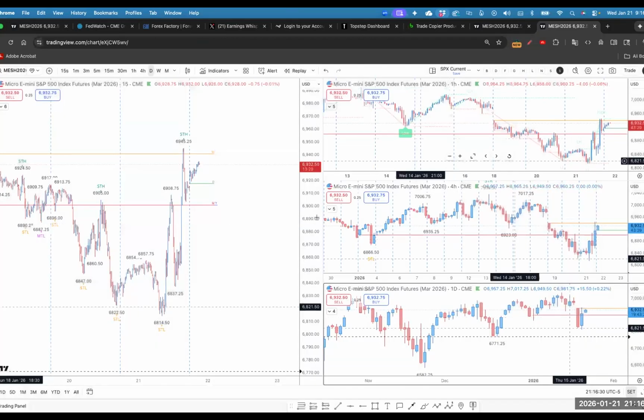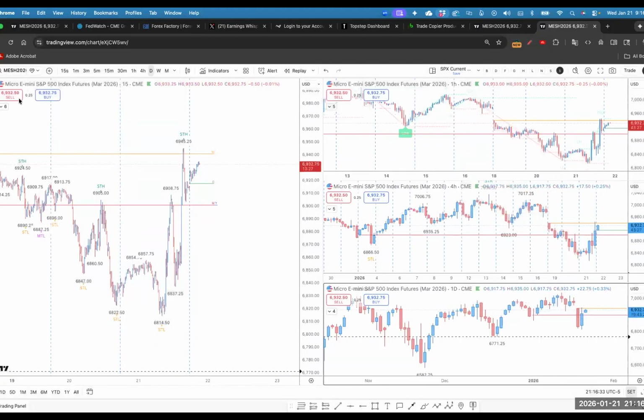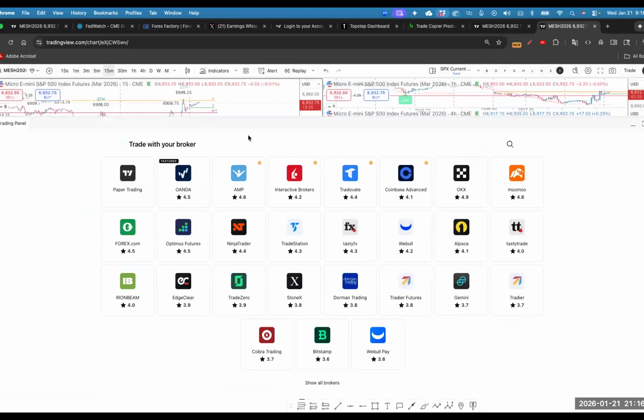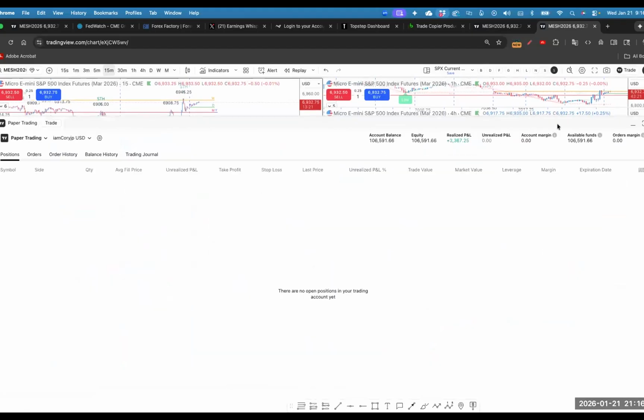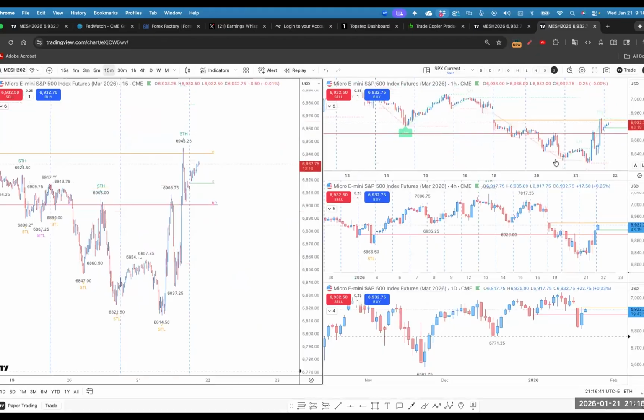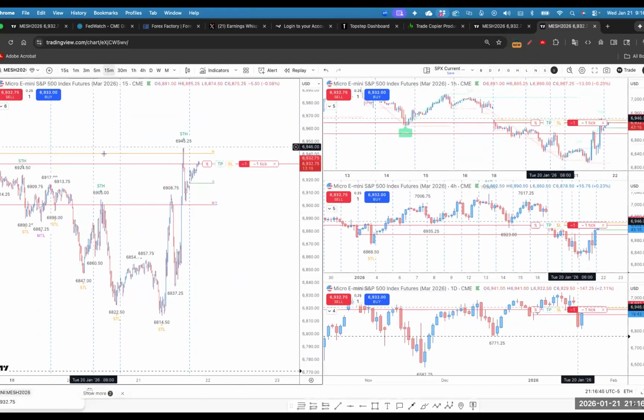And one of the things you need to notice, right? So let's just do a paper trade, right? And during the paper trade, right? If I do sell, right?